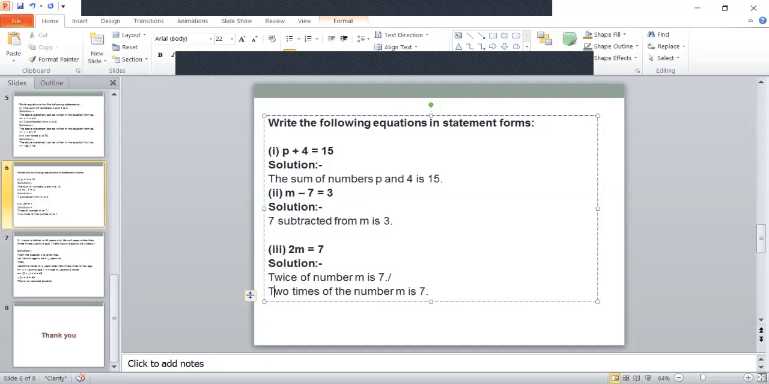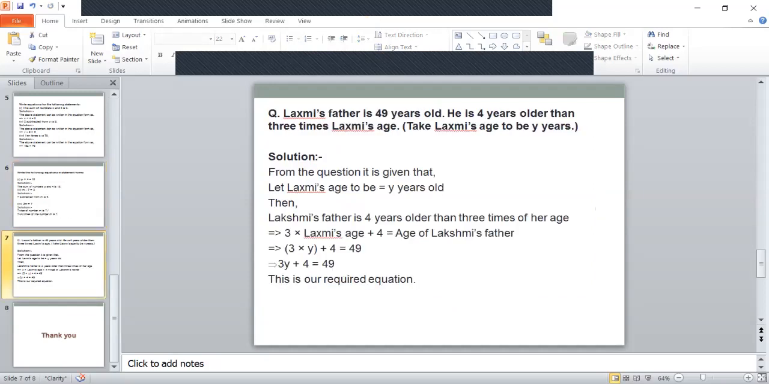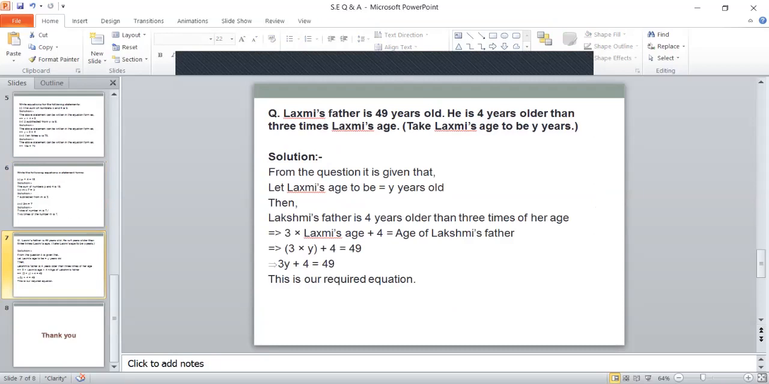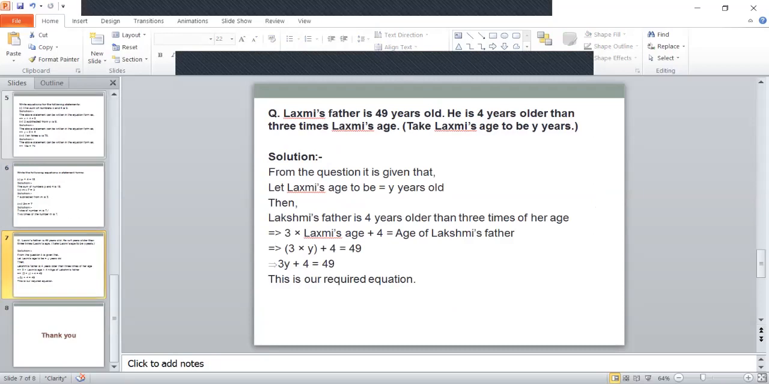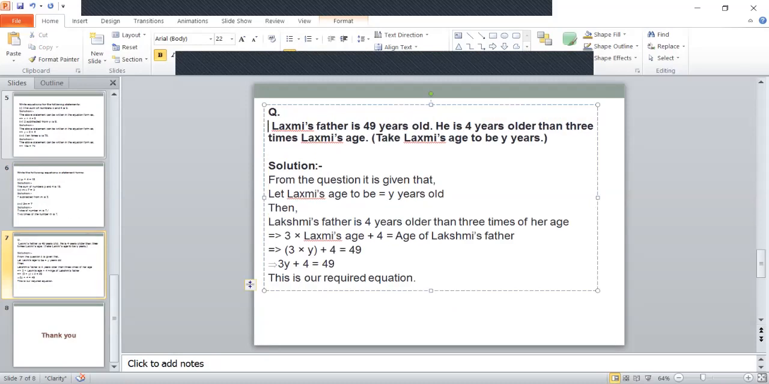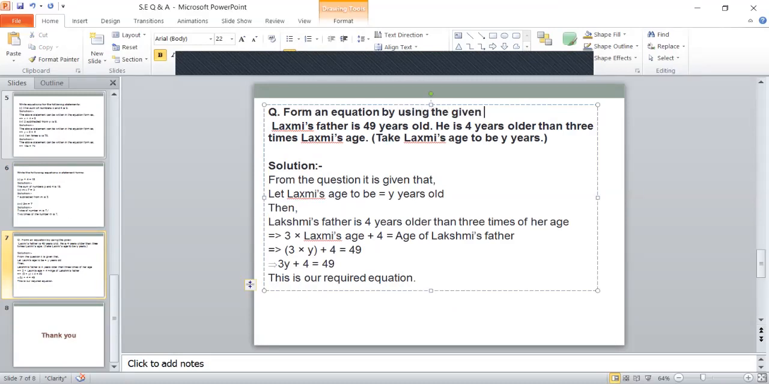Good. Then come to next slide. This question is, Lakshmi's father is 49 years old. He is 4 years older than 3 times Lakshmi's age. I have left the question out, so I am writing it here. The question is, form an equation by using the given statement.